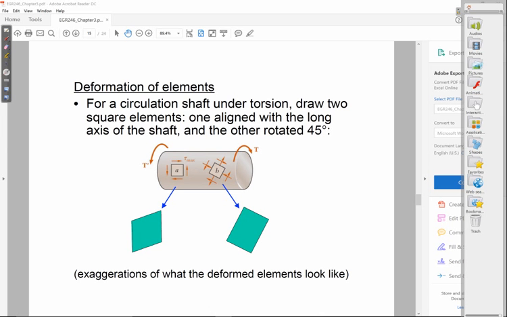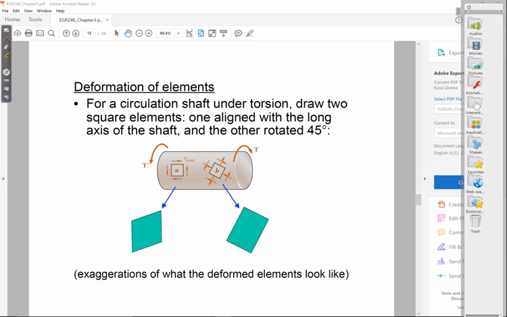Here's a very important property about something that's brittle. Brittle materials would be like concrete, a piece of chalk, glass, any type of ceramic. Those are all brittle materials, meaning they snap very suddenly.